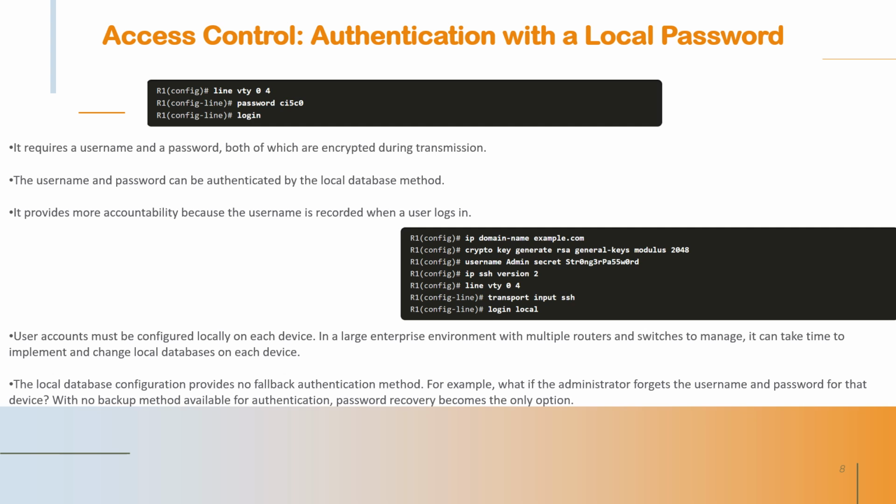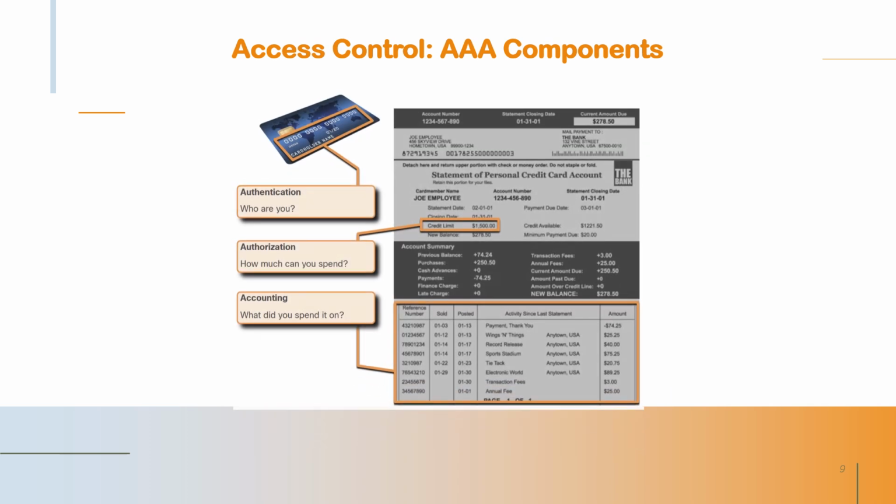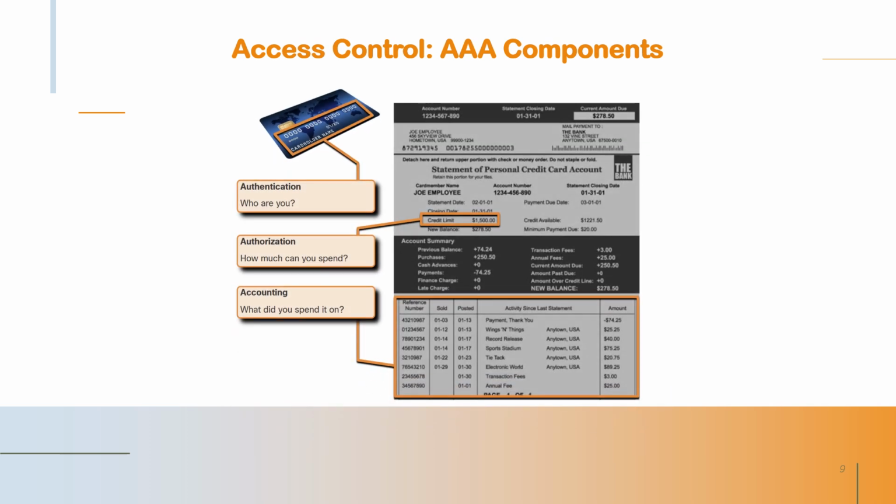So the AAA components are authentication, authorization, and accounting. The AAA concept is similar to using a credit card, as shown here in this figure. The credit card identifies who can use it, how much that user can spend, and keeps an account of what items or services that user purchased.